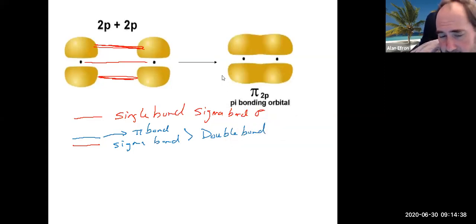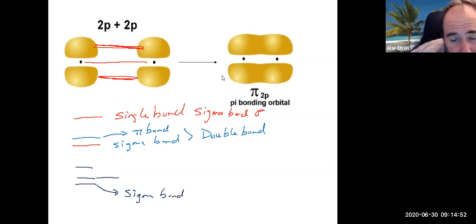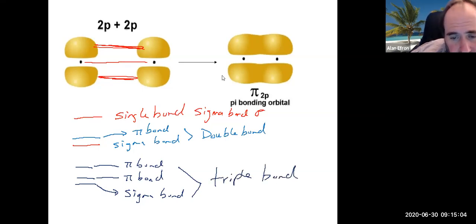So when you get to a triple bond, you've got 1, 2, and 3 lines. It's kind of big and spaced out there, but the first line, just like before, is considered a sigma bond. The second line is a pi bond, and the third line is also a pi bond. So all three of those together make what we call a triple bond.